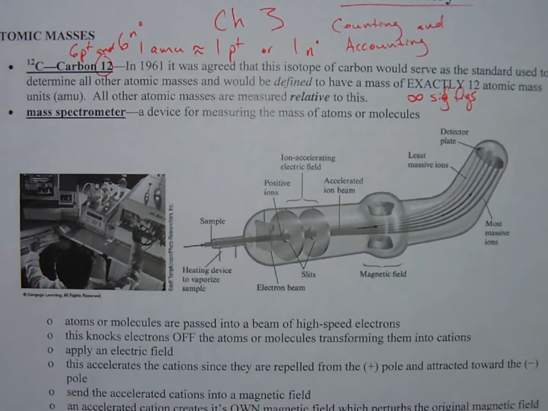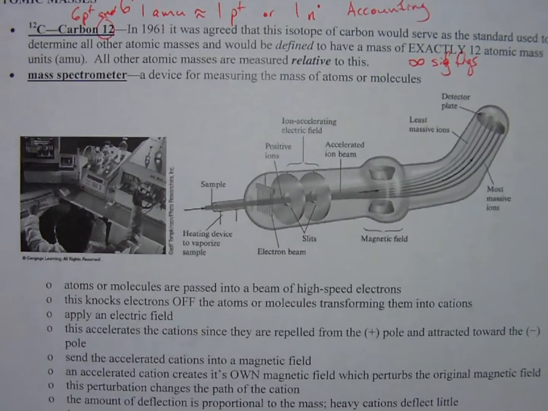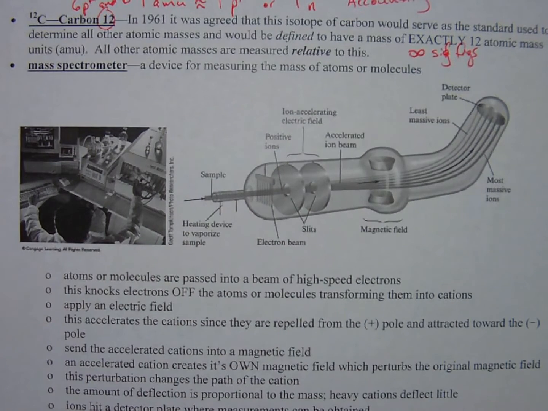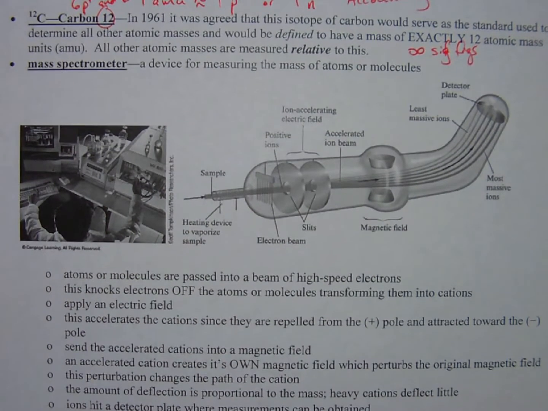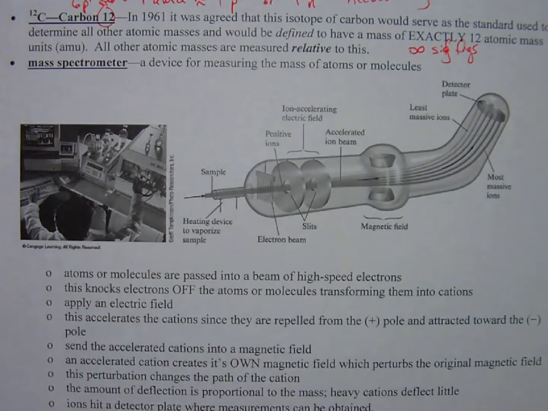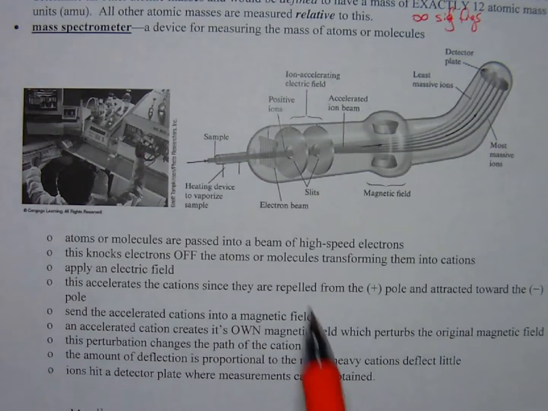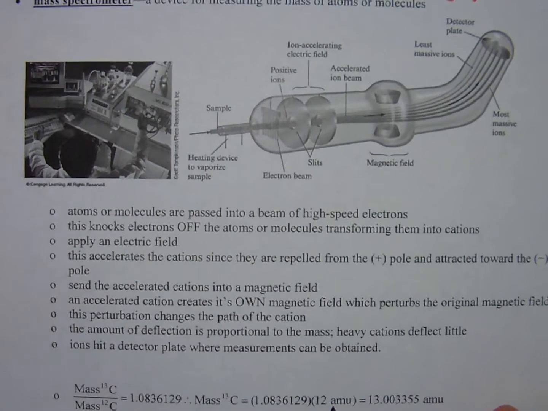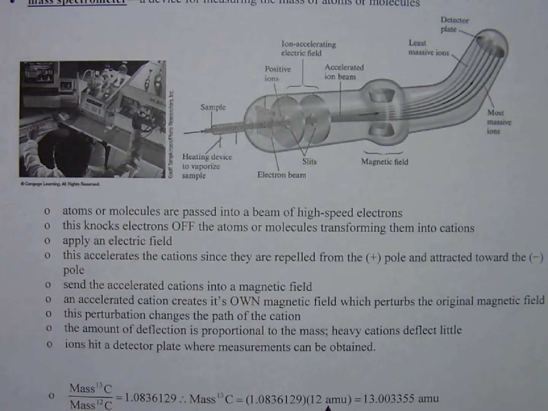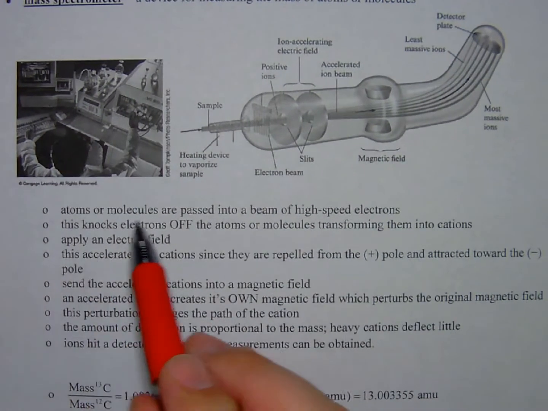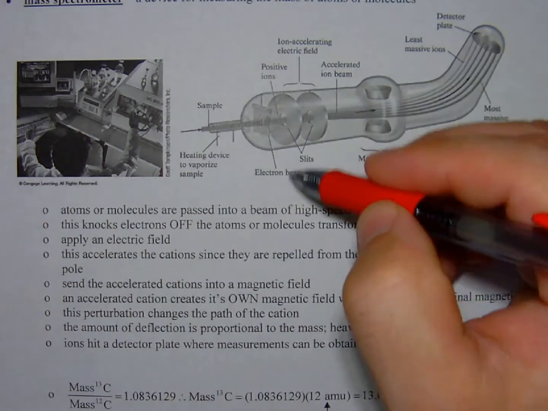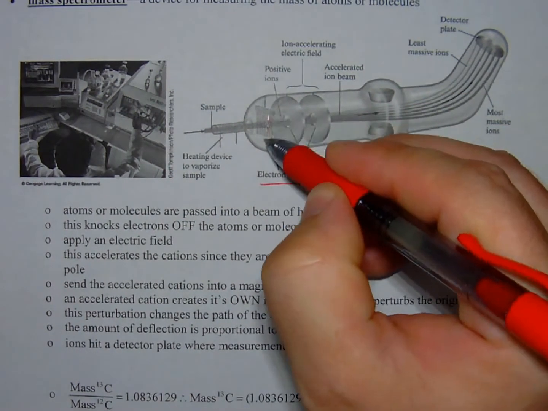And so the way they measure the masses of these tiny, tiny things, initially, is using something called a mass spectrometer. It's a device for measuring the masses of atoms and molecules and ions, things like that. And so in general, this is a representation of a mass spectrometer. It might seem like it has a lot going on, but I guarantee you can follow what's going on. So atoms and molecules are passed into a beam of high-speed electrons. Electron beam, which right here are going down.